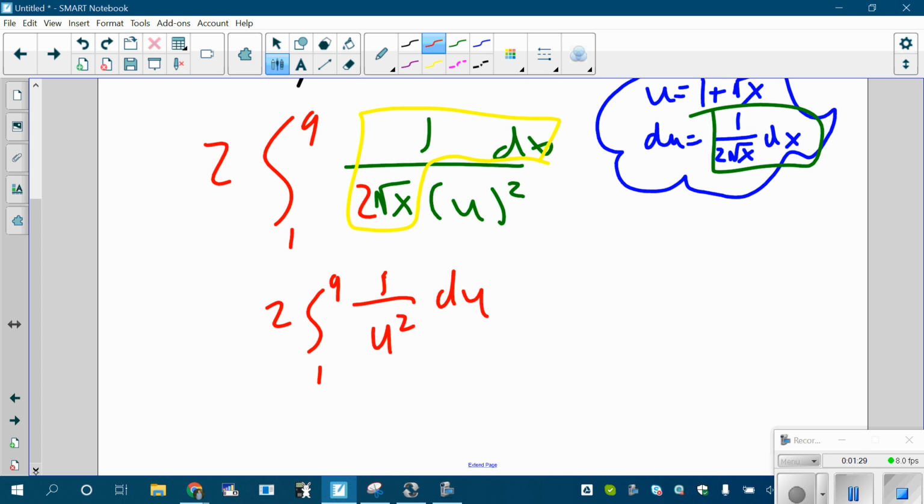Again, I mentioned this in the video for 61. We'll talk about it in class. There's a little bit of technicality here that these bounds are actually x bounds, not u bounds, and now that we wrote it in terms of u, we shouldn't really use those. We'll talk about that in class.